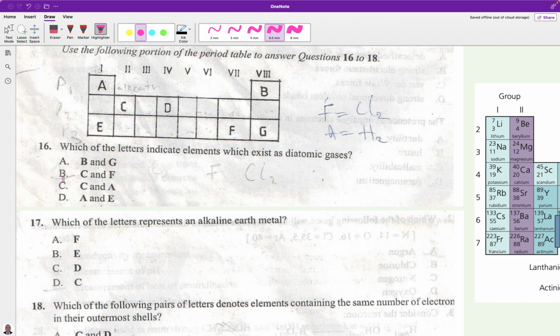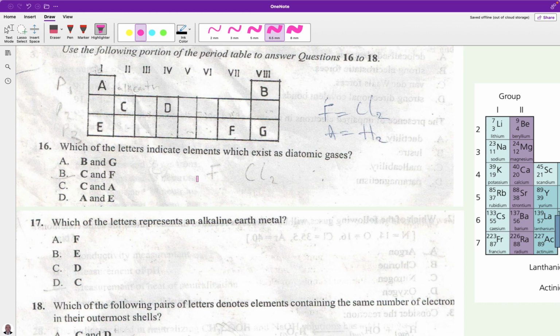Okay, B, C and F. C is a group 2 element and is a metal. So in that case, we rule out that. The only one here is F. F is a group 7 element, and it belongs to period 3. And if it is period 3, then this is bromine.